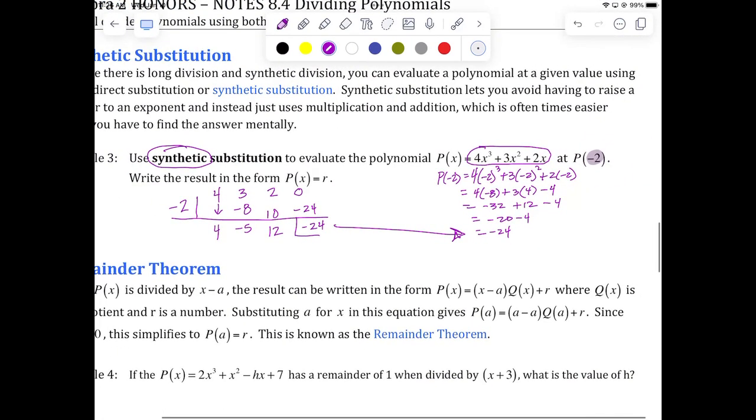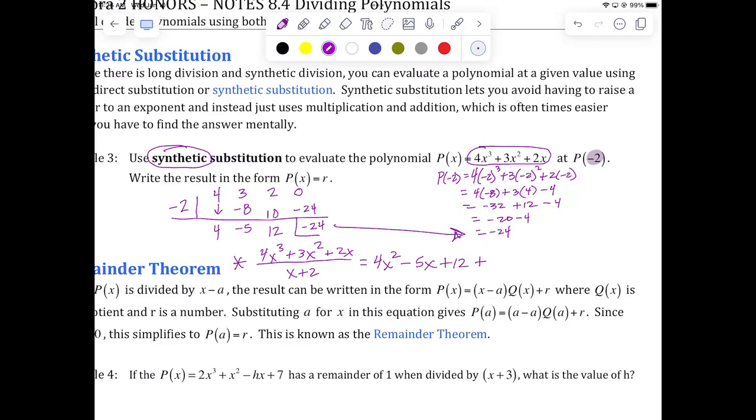Now, keep this in mind that if I just look at this from a slightly different context, I could also say this. Here's the other context. I could say 4x cubed plus 3x squared plus 2x divided by what? What would be the factor that's my divisor? Not x minus 2, but x plus 2. Right, remember it's always the opposite sign. That's equal to 4x squared minus 5x plus 12 plus the remainder, -24, all over x plus 2. It means the exact same thing. We just look at it from a slightly different context.